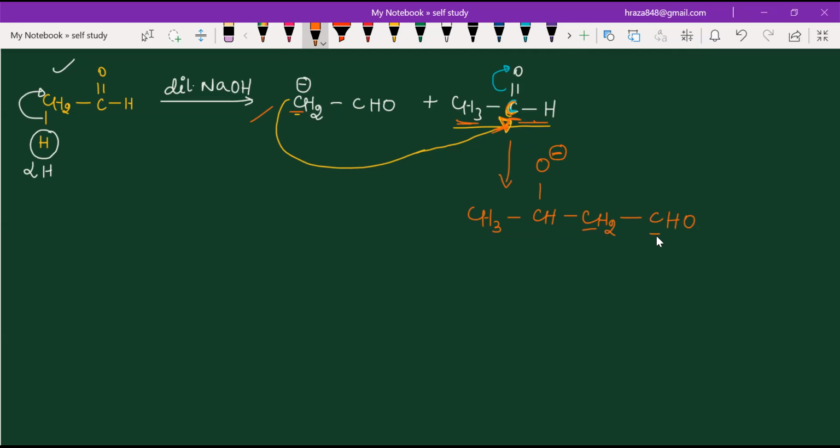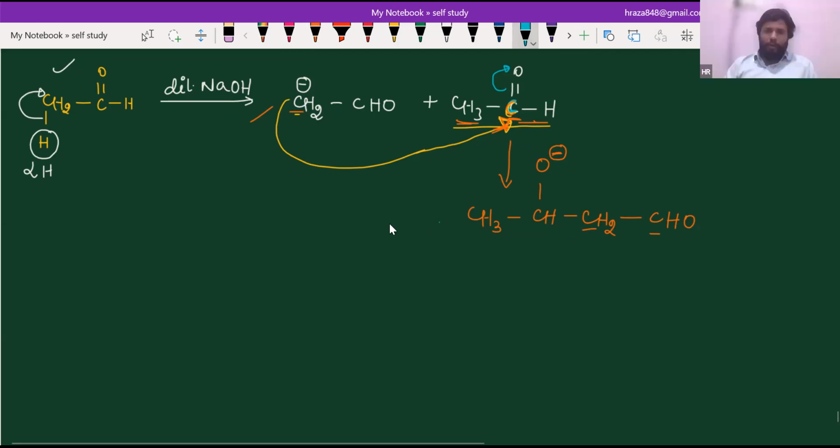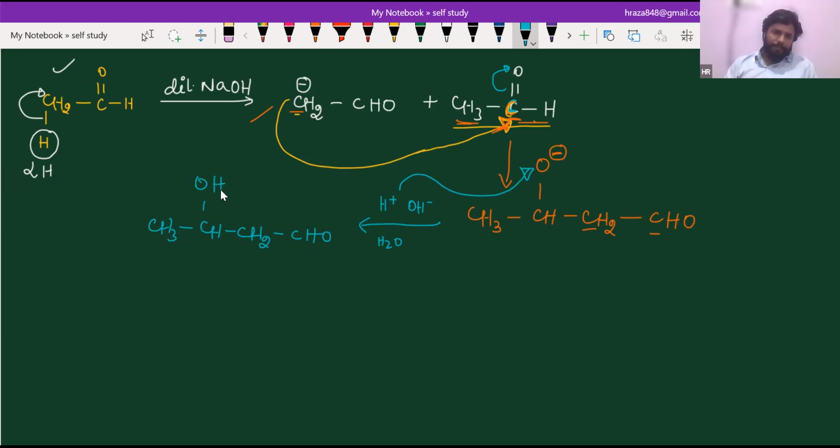Now you are going to do hydrolysis, and you know for hydrolysis there are two parts, H plus and OH minus. So this H plus will directly attack on this, and you will get a product CH3, CH, CH2, and then C double bond OH. That means CH. This H plus will attack the O negative, and it will form like this. Is that clear?